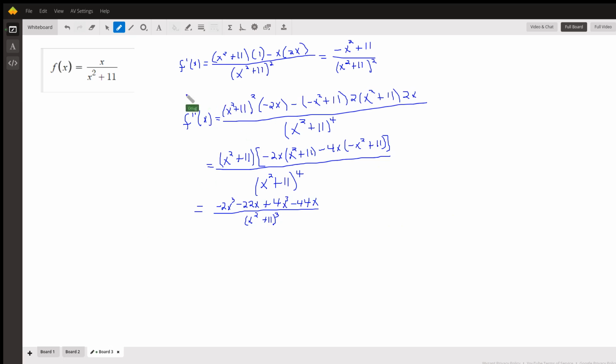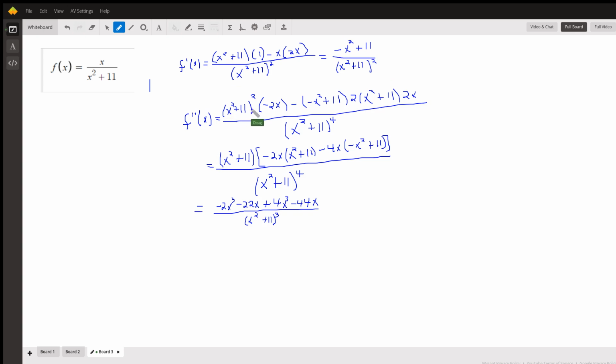Okay, and finally, how do we find these derivatives? We apply the quotient rule. The first derivative is pretty straightforward. Denominator times the derivative of the numerator, minus the numerator times the derivative of the denominator, all over the denominator squared. This numerator simplifies into that: minus x squared plus 11.